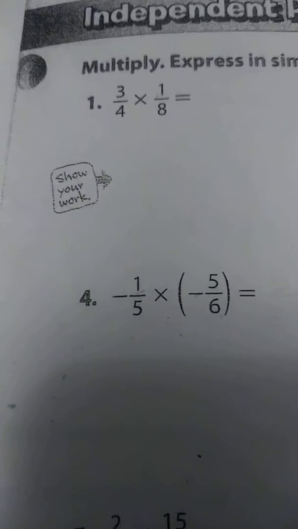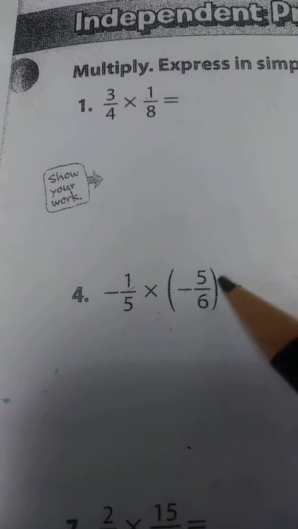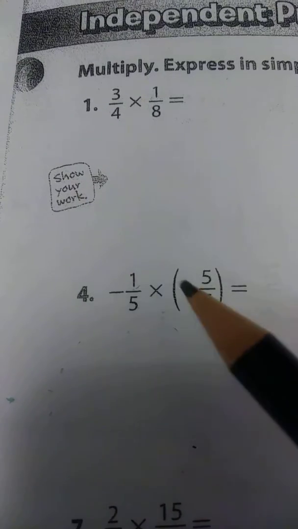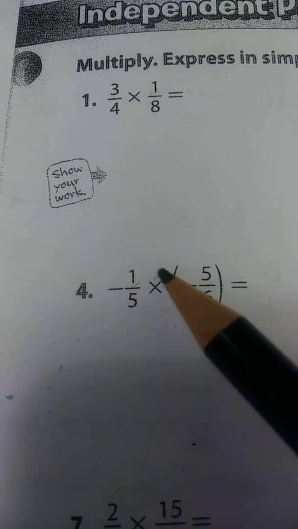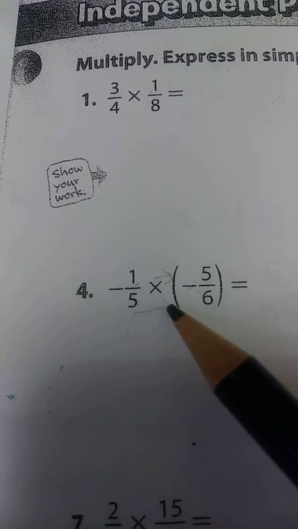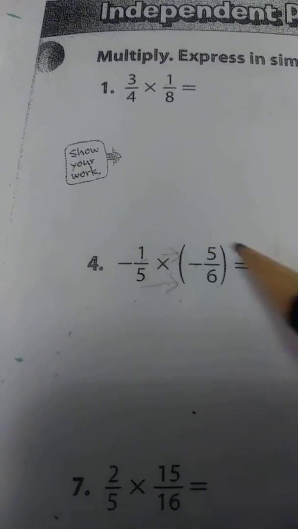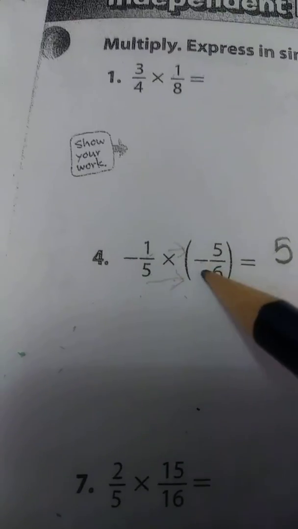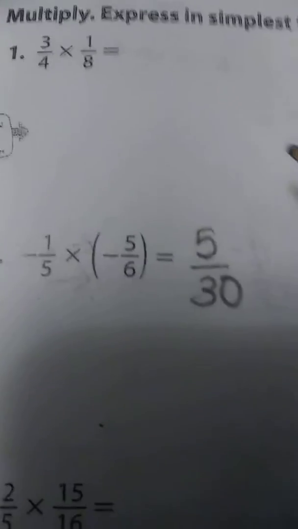We're multiplying -1/5 by -5/6. Remember, when we're multiplying two negatives, negative and negative becomes a positive, and we just multiply across. Okay, so it's going to be 1 times 5 is 5. 5 times 6 is 30. We know that negative and negative is positive.